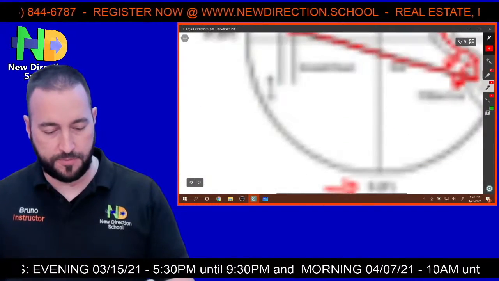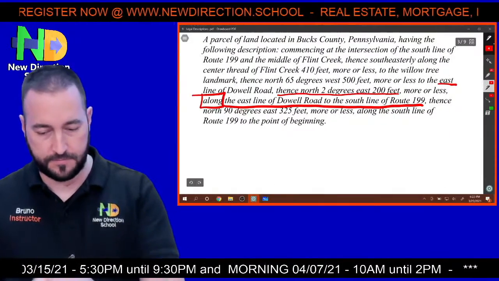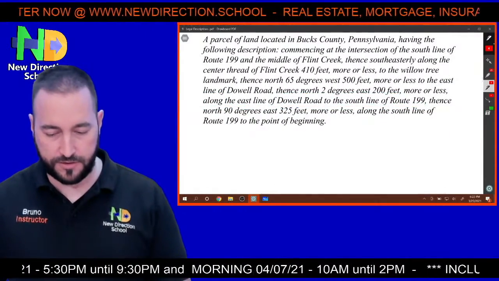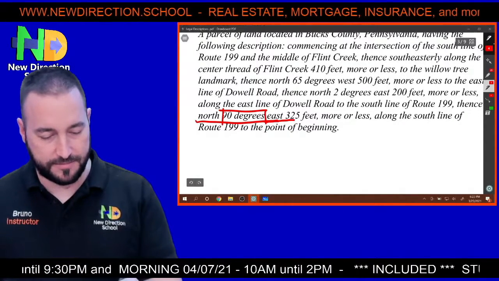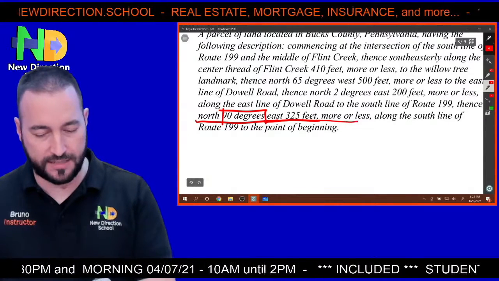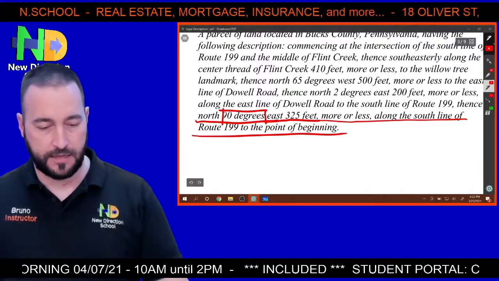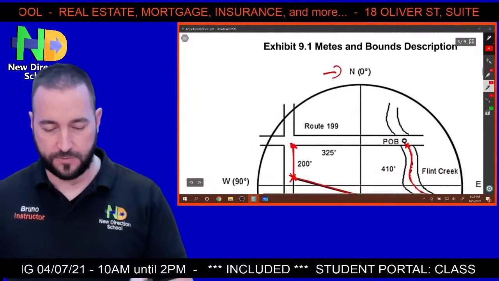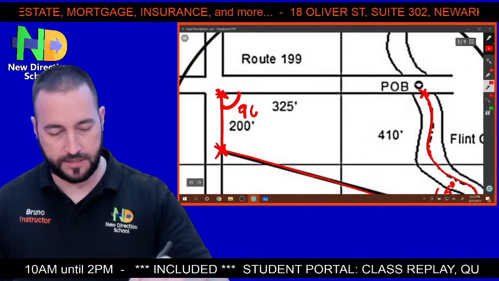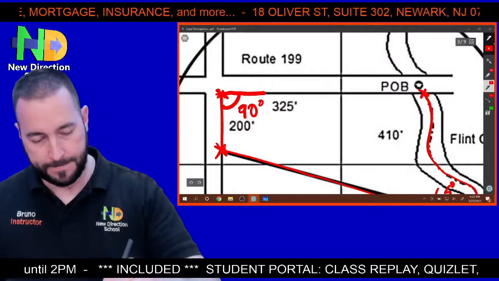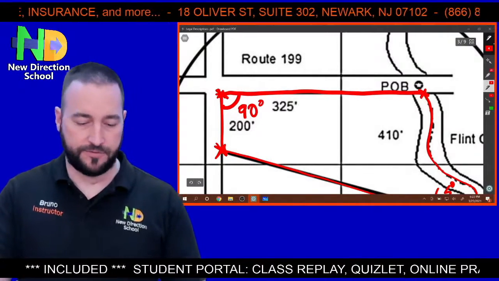And once we reach that point, it says, thence we're going to go north 90 degrees east, 325 feet more or less, along the south line of Route 199 to the point of beginning. Oh, sorry. And that's what we have here. 90 degrees. And we're going to go east, just to the right. And we get back to the point of beginning.